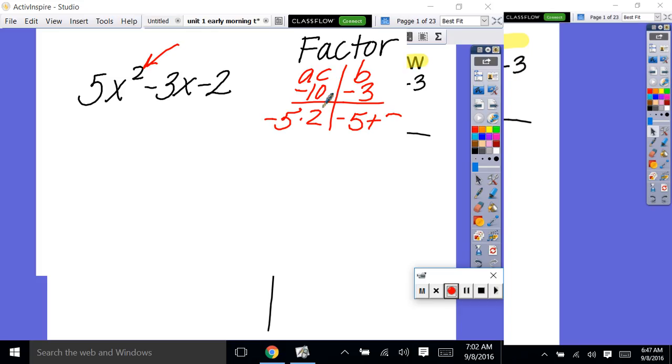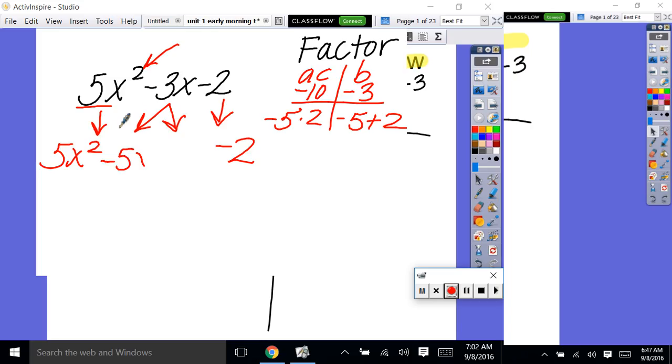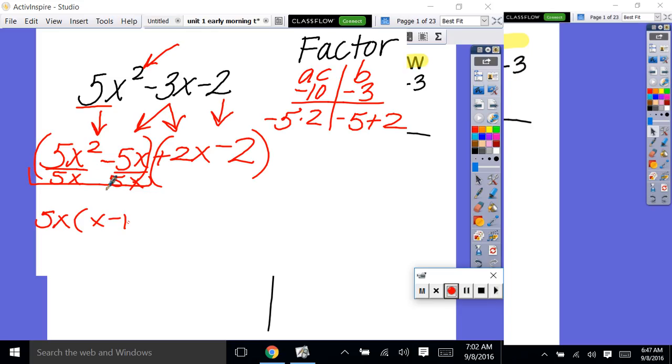Now do not quick factor this. Your a value is 5, so you have to drop 5x squared, negative 2, and you break down the middle term as those 2 factors with an x, so negative 5x plus 2x, correct? Group these 2 terms, group these 2 terms. The greatest thing in common here is 5x. Left is x minus 1. In common here is a positive 2. X minus 1. We know we've done it correctly.